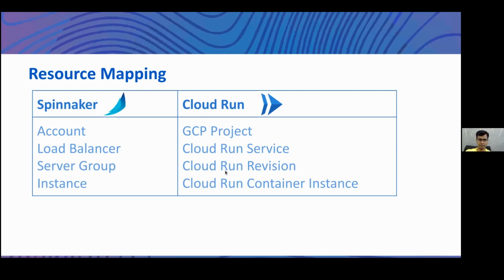So a Cloud Run revision will be servable. And then you have instance, which is a Cloud Run container instance. These instances will be running in the revision. So these are the resource mappings we considered while implementing a new cloud provider in Spinnaker.